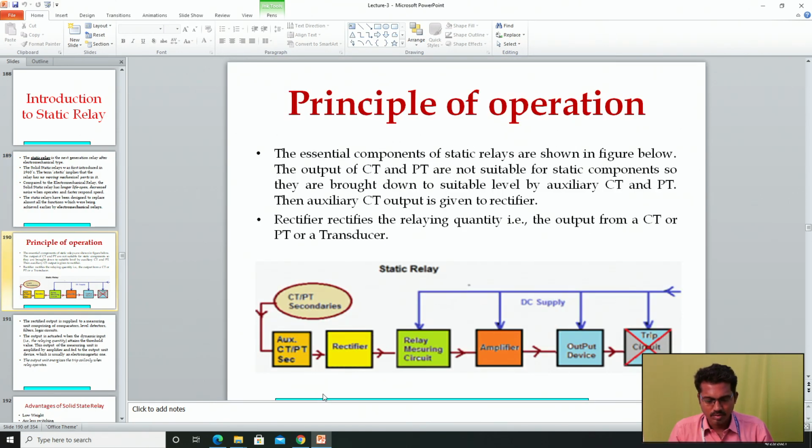Okay. So this is the basic block diagram for the static relay. So current from the CTPT secondary goes to the auxiliary CTPT. There we are rectifying it. After rectifying it, we give it to the relay measuring circuit. Through that we get the value. We amplify it. That amplified value is given to the output device. That output device will be a tripper circuit. So when the relay measuring circuit doesn't give any input, then there will not be any output for the relay service system. So it will be in normal operation. Okay.